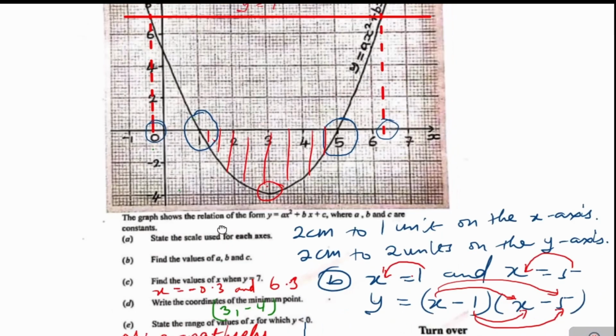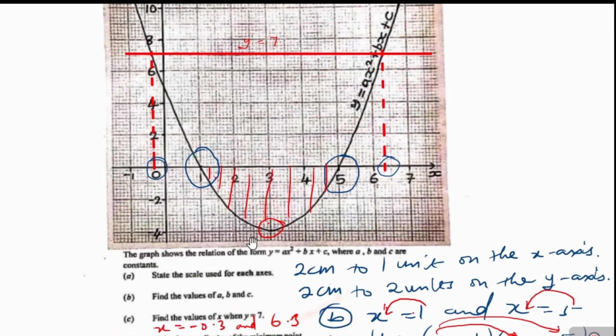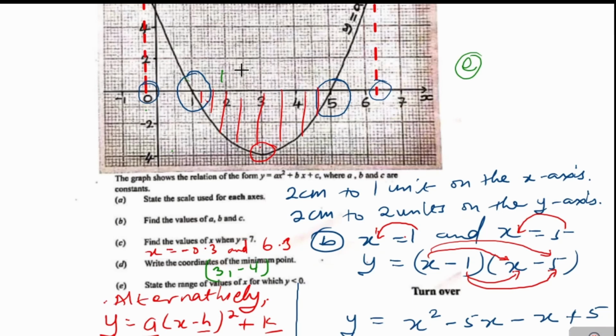So we are going to look for the x values within this shaded region and record them as our answer. You agree with me that those are the values between 1 and 5. So that becomes our answer: 1 less than x less than 5 is the range of values of x for which y is less than 0. So let's write that as the answer to our question.